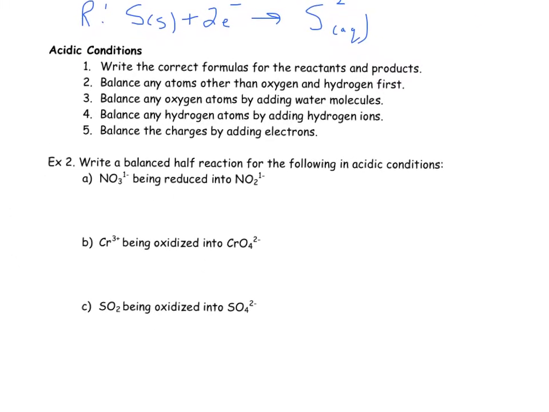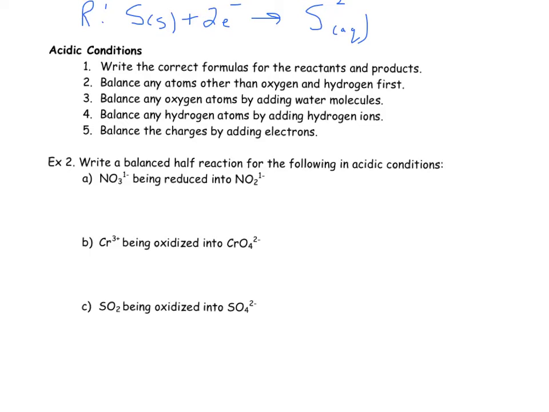If a reaction is done under acidic conditions, follow these steps. Write the correct formulas for the reactants and products. Balance any atoms other than oxygen and hydrogen first. Then, balance any oxygen atoms by adding water molecules to the side where you need more. Balance any hydrogen atoms by adding hydrogen ions. And finally, balance the charges by adding electrons.